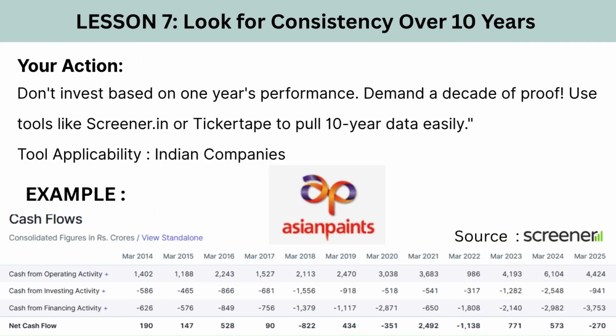Your action step: don't invest based on 1 year's performance. Demand a decade of proof. Use tools like Screener.in or Tickertape to pull 10-year data easily. These tools apply to Indian companies, not to other countries.